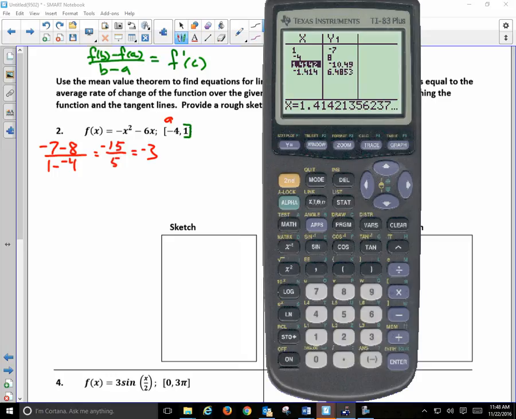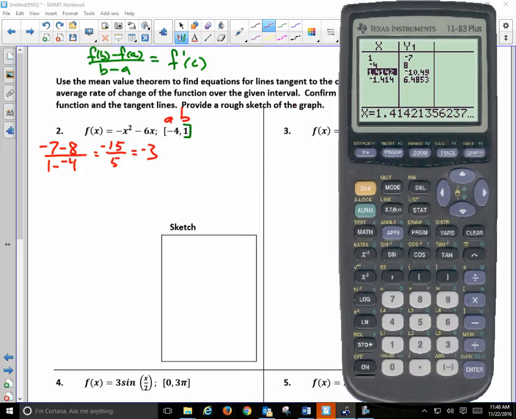A is going to be the first value of your interval. B is going to be the end value of your interval. So that's my slope.